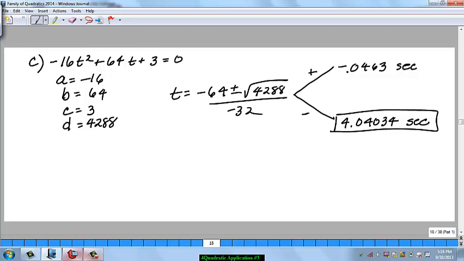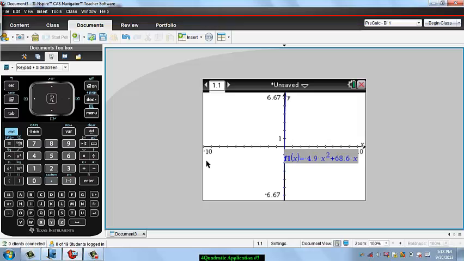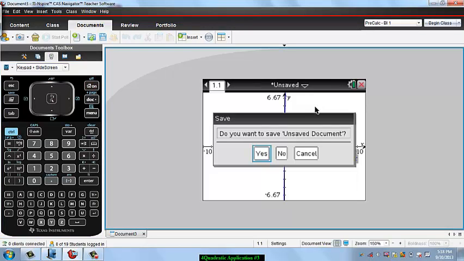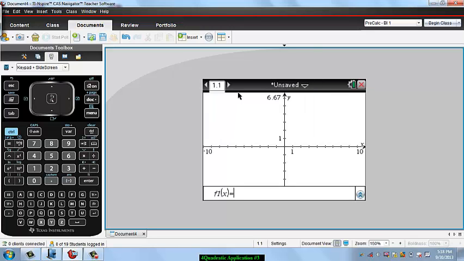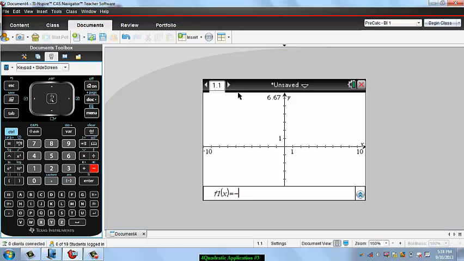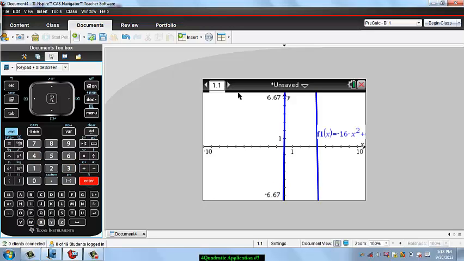So I'm going to bring up the calculator on here, and I'm going to actually graph this. So we're going to go home. We're going to do a new document, and I want to save changes. I'll say no. So let's put in this. We're going to add a graph. I know there's all 4 quadrants there, and remember what I told you, never use t's in your formula, use x's. So I have negative 16x squared plus 64x plus 3. When I hit enter, it looks weird.